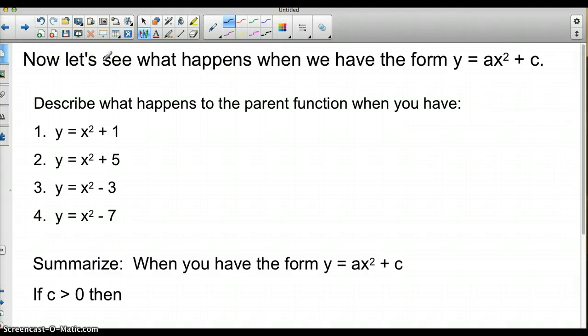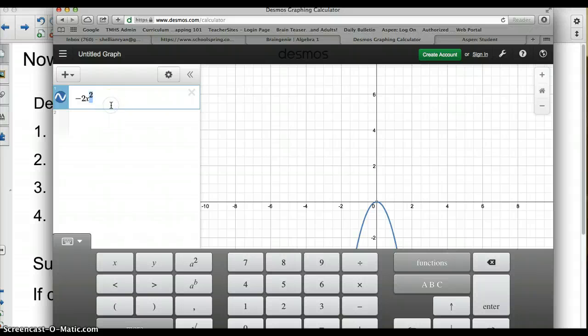So now let's see what happens when instead of changing just the a value, we add in a c. We're going to add in a constant. We're going to look at that Desmos graphing calculator again, and it says describe what happens to the parent function when you have y equals x squared plus 1. I want you to tell me what happens to the graph. How does it change? We would have y equals x squared, remember, as the parent function. When I add 1 to that graph, what happened?